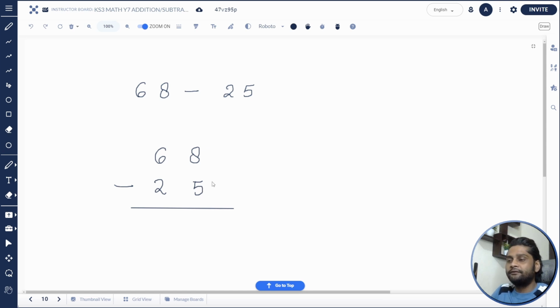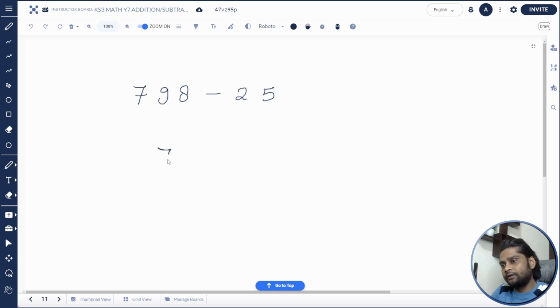So when you take away 5 from 8, because 5 has gone from 8, you are left with 3. Similarly, you have to take away 2 from 6, so it's obviously 4. So this is your answer. Quite simple. Let's continue with the next example.